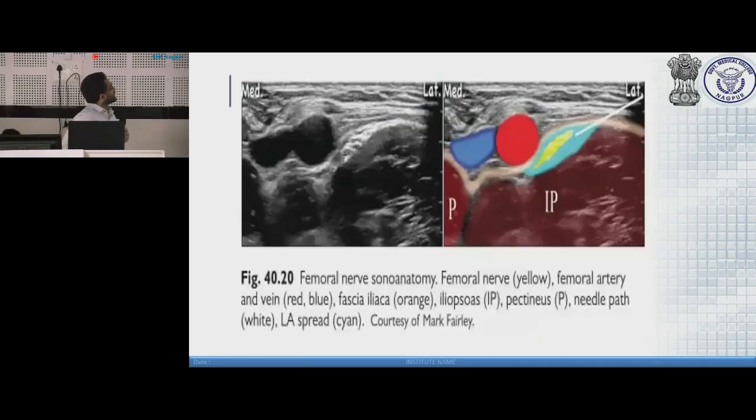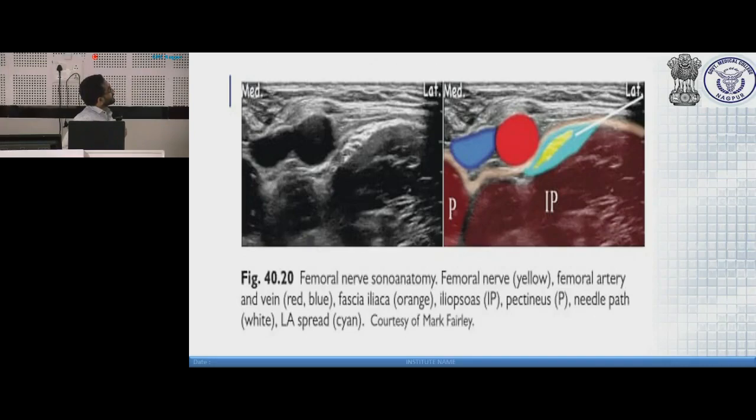This is an ultrasound image of the femoral block. This is the femoral vein. This is the femoral artery. This is the femoral nerve. This is the fascia iliaca. This is the pectineus and iliopsoas muscles.